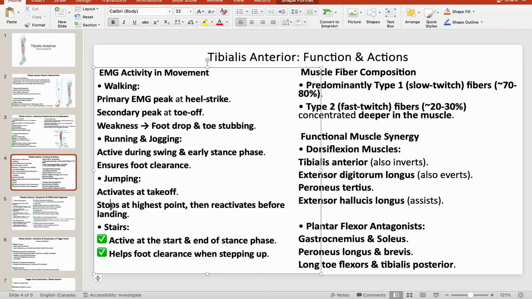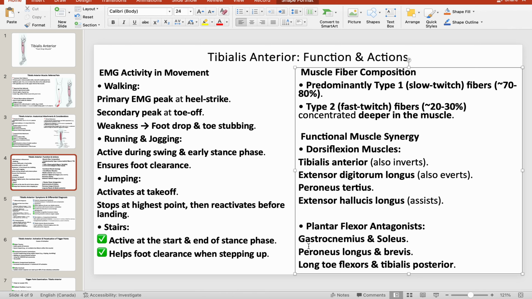Jumping stops at the highest point and reactivates before landing. So these are all the things when the tibialis anterior gets activated. Active at the start and the end of the stance phase and helps foot clearance when stepping up. So this muscle is predominantly about 70 to 80% slow twitch fibers, and then 20 to 30% is concentrated deep in the muscle.